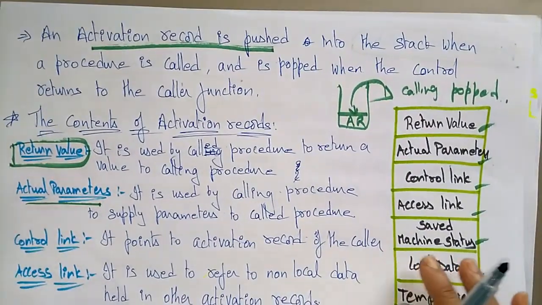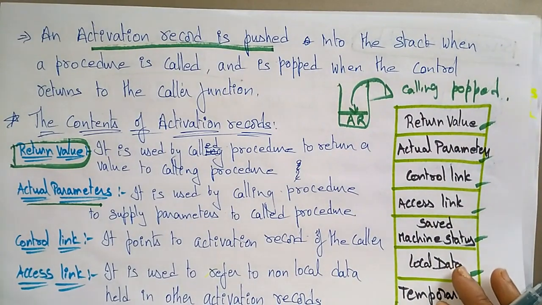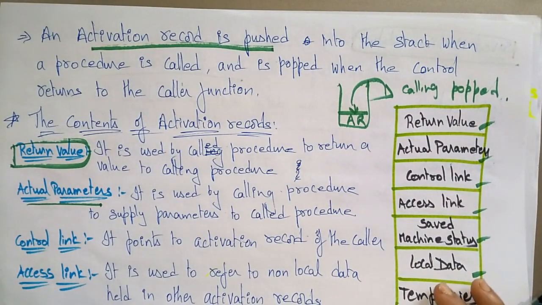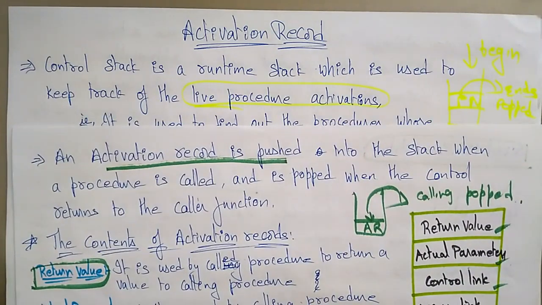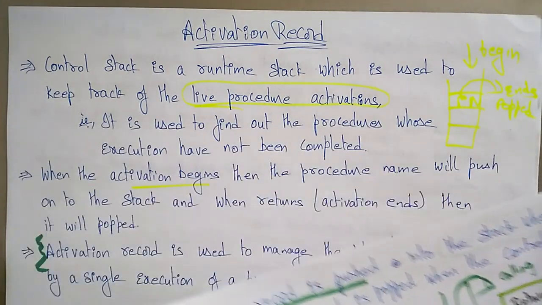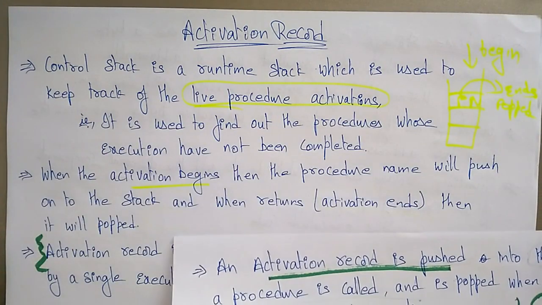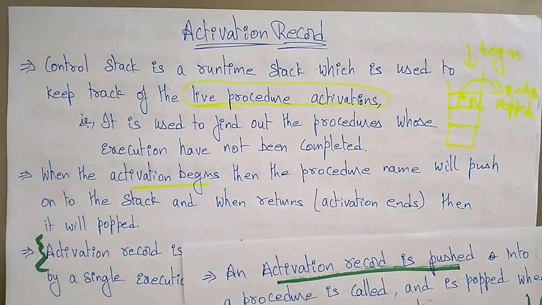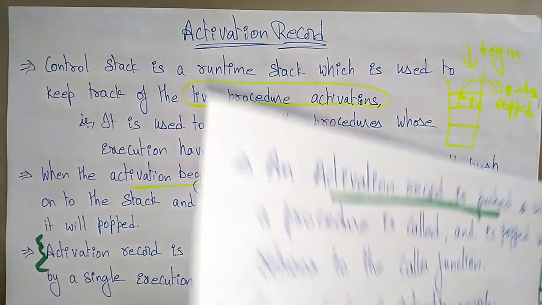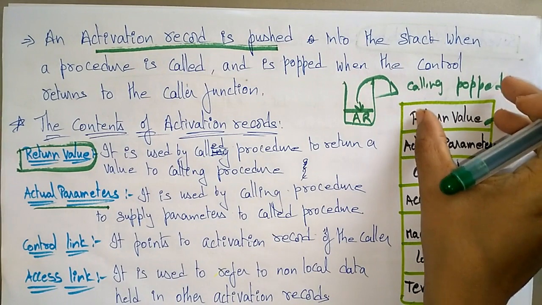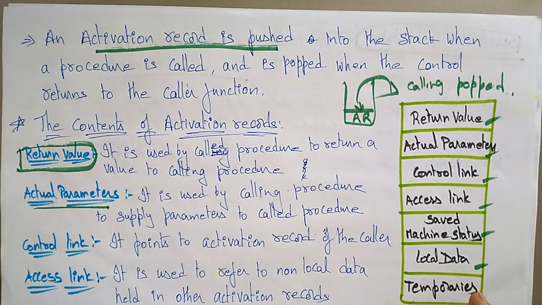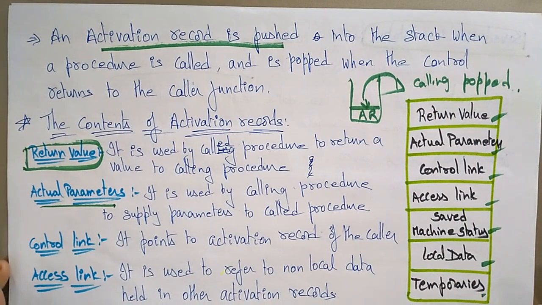Whenever you are asked what an activation record is, first try to explain about the stack. Values are pushed onto the stack, the procedure name will be pushed onto the stack, and whenever the activation ends, it will be popped. And try to write the contents of the activation record. Thank you.